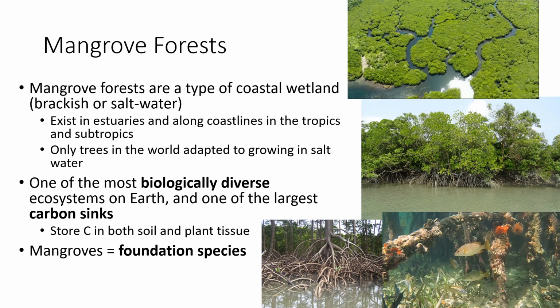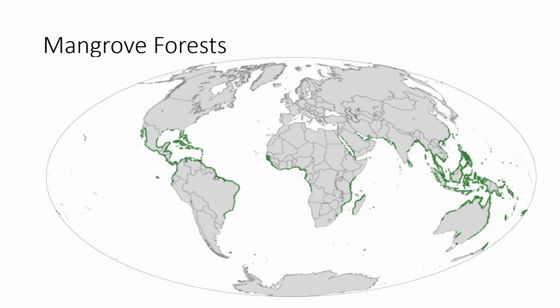The mangroves are a foundation species in the same way that the corals are a foundation species in the reef. We'll talk about what that means a little bit later on, but when we do, I'll use mangroves as an example. Mangrove forests grow along the coastlines throughout the tropics and subtropics. They're not ubiquitous and not on every single coast, but they're very common along coastlines through the tropics and subtropics.